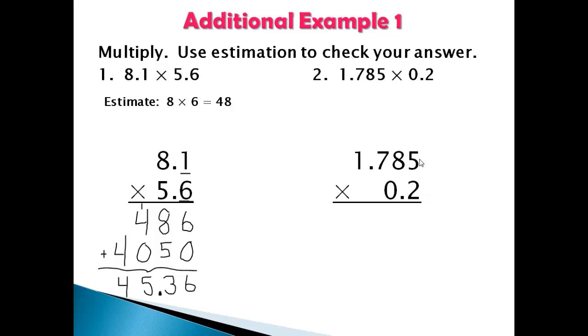2 times 5 is 10, so we're going to write our 0 and carry our 1. 2 times 8 is 16, plus 1 is 17. So we're going to write our 7, carry our 1. 2 times 7 is 14, plus 1 is 15. So write the 5 and carry the 1. And then 2 times 1 is 2, plus 1 is 3.